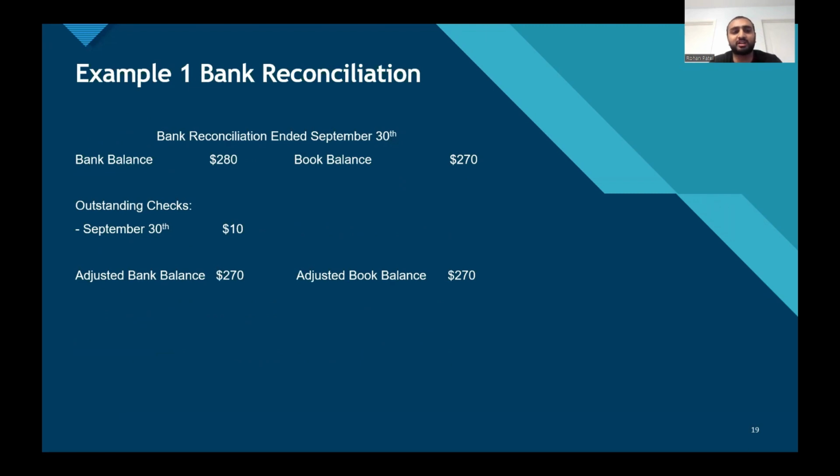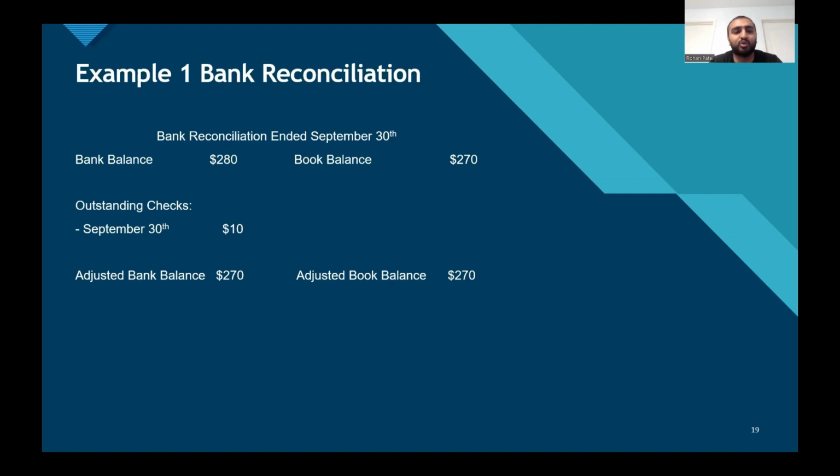So when we get the bank statement in the mail, it says 280. So we might be thinking we have extra money, but is that really true? No, right? So this is where we would compare the bank balance to the book balance. In the book balance, we had already recorded minus $10 from the 280. So the book balance would be the 270.